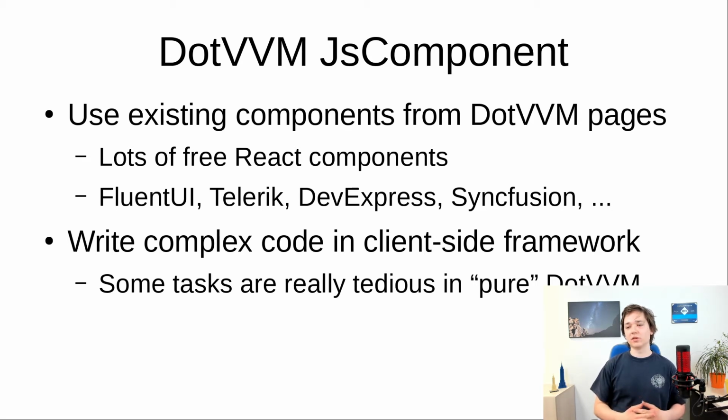to be able to write some complex client-side code, because some tasks are really tedious in pure DotVVM, or you would have to write also some custom JavaScript, which is then hard to integrate with the knockout observables that we use. And I don't want to say that knockout is a bad framework. It's certainly fallen out of fashion these days, but it's not bad for templating. I would say it's quite tedious to use when you want to write components.